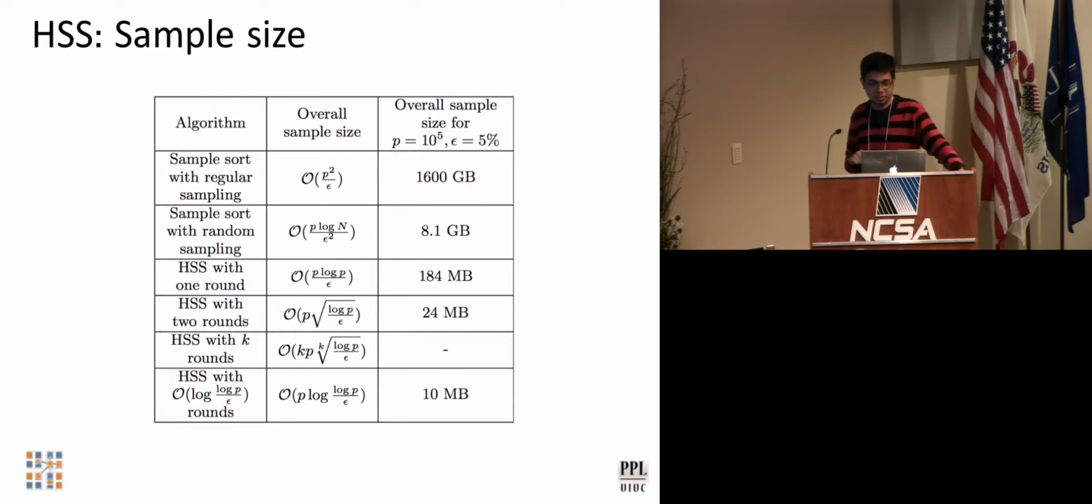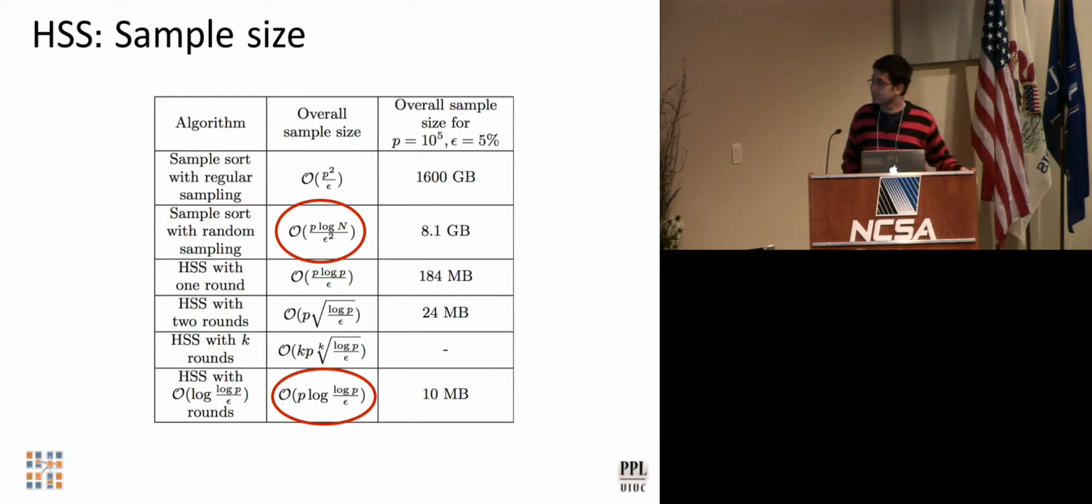These are the sample sizes for sample sort and histogram sort. I'll go through them very quickly. So this is p log n over epsilon square. That's quite large, in fact. With just one round of histogramming, you reduce it by a factor of epsilon. So if epsilon is, let's say, 5%, then that's about 20x. In general, with k rounds, you have this complexity, and if you optimize for the number of rounds, this is the optimal number of samples that you can get.